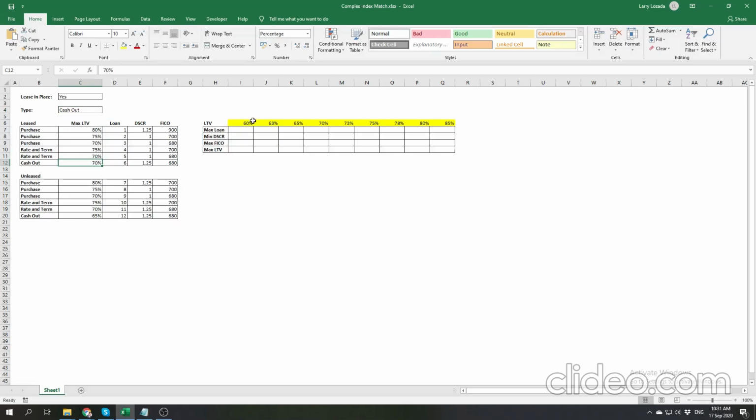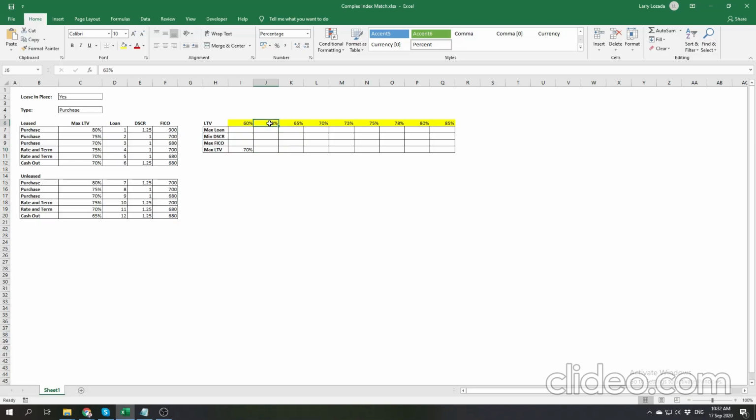Okay, so if this is 60%, he wants to know the minimum value from here. Yes, in the cash out, purchase. Yes, in the purchase, so I'll be looking from here. If this is 60%, he wants to know the percentage in here that is greater than or equal to 60%. So in that case, this should be 70%, right?